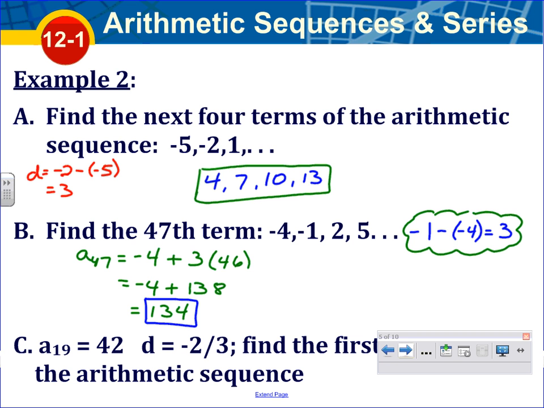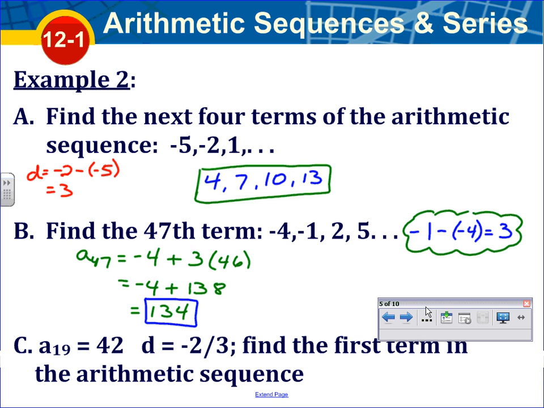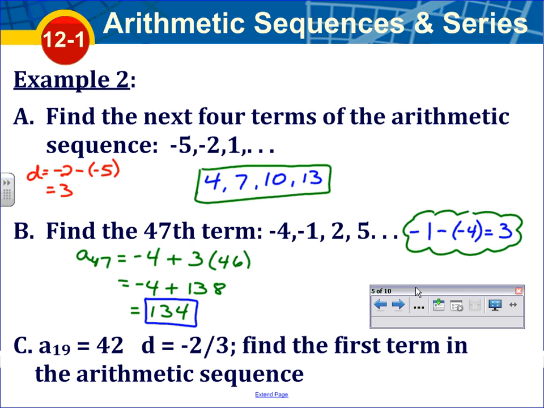All right, then part C here, they give us the 19th term, they give us a D, and they want us to find, it's a mystery, the first term in the sequence. So same exact formula that we're going to use, so hopefully by now you kind of know this formula. Our A sub 19 is 42, so 42 goes in our first spot on the left-hand side. That's new. And then we want to find A sub 1. So that's also new. We haven't really solved for A sub 1 yet.